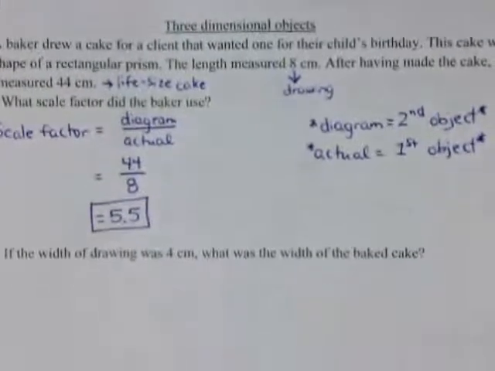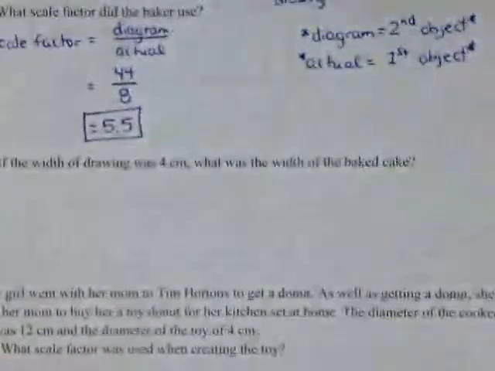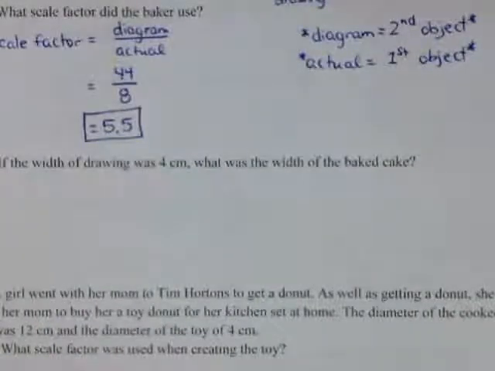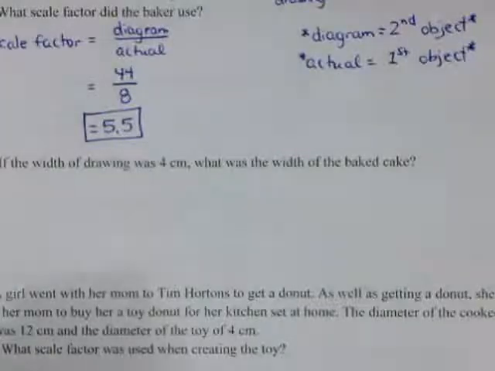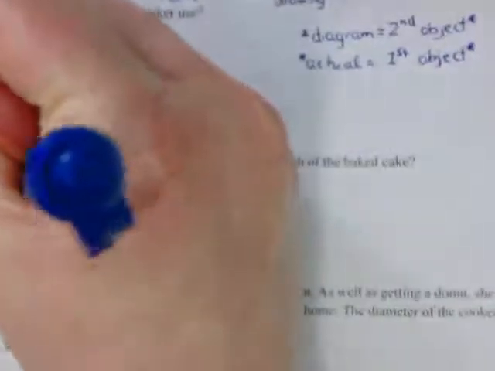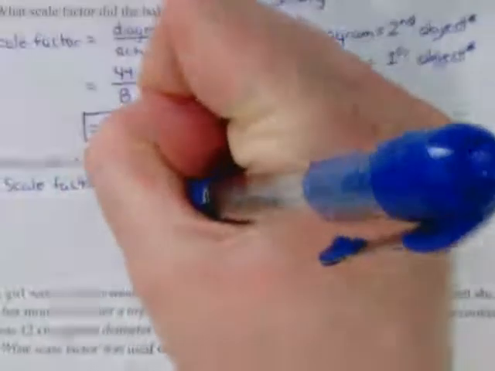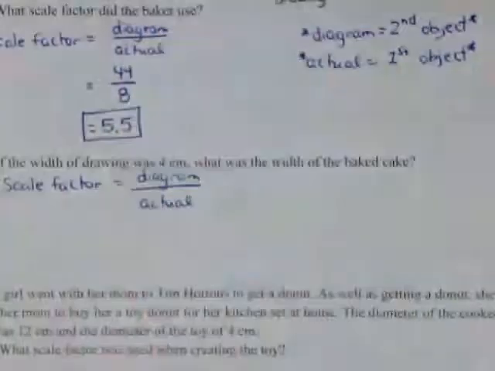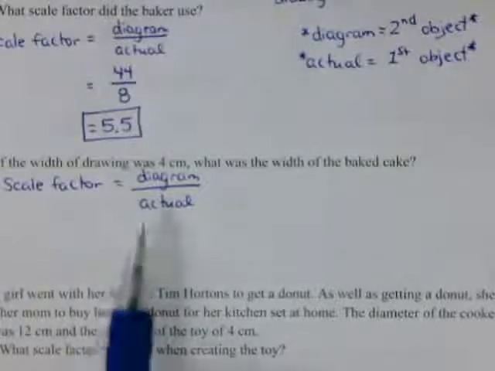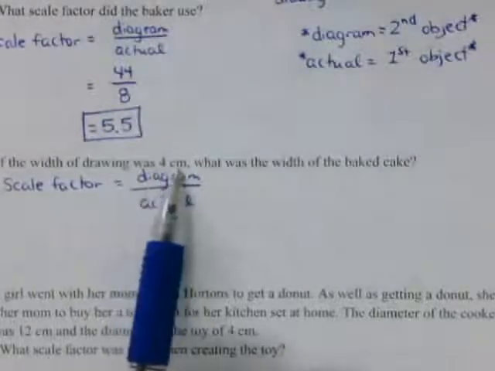Now, going on to the second question, keeping in mind that we have that scale factor: what was the width of the baked cake if the width of the drawing was 4 centimeters? In this case, we're going to fill out the information we know and then what we need to find. So your scale factor is equal to your diagram divided by your actual. And in this case, we know that the drawing was the actual number.